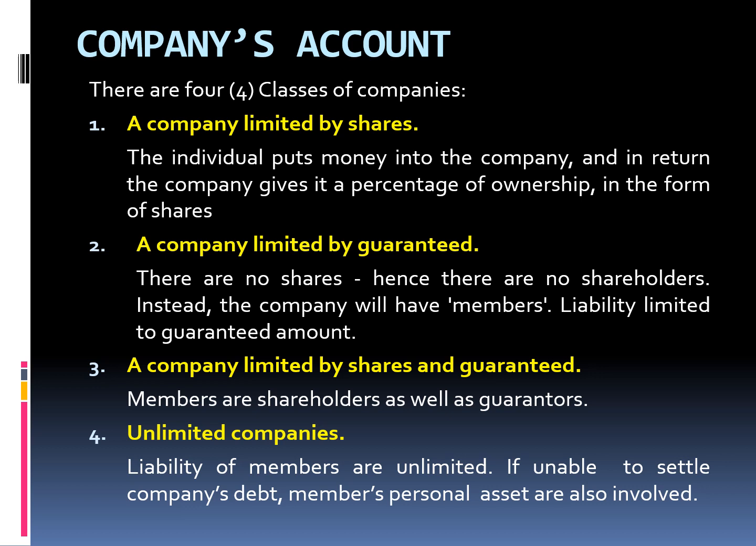Maksudnya bila unlimited liability ni, sekiranya company ada hutang dan tak mampu bayar hutang dengan aset company, maka company akan gunakan personal asset members dia untuk bayar hutang company juga. Sebab dia unlimited, so personal asset pun involved juga untuk bayar hutang. Okay, itu risiko untuk unlimited company.